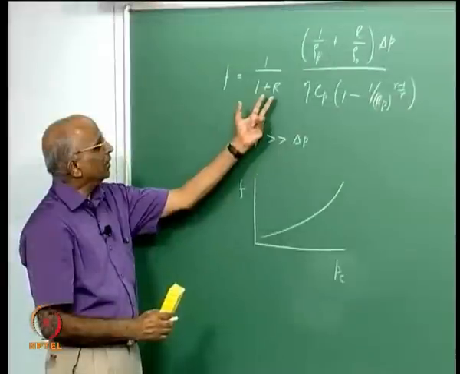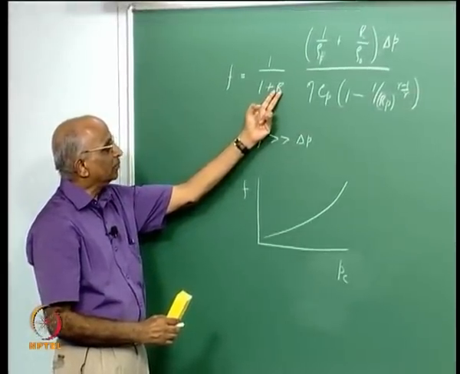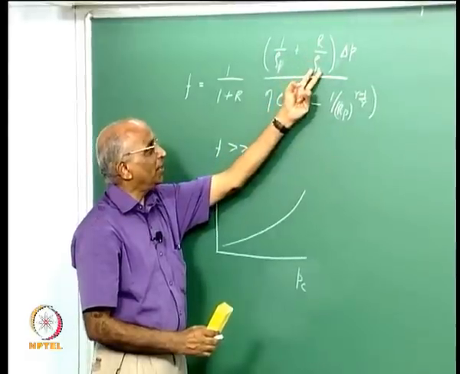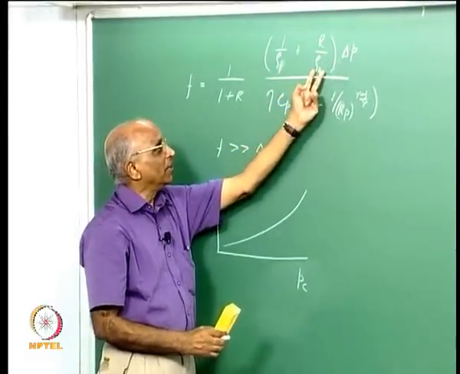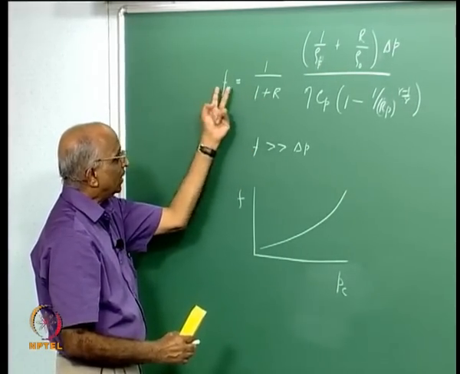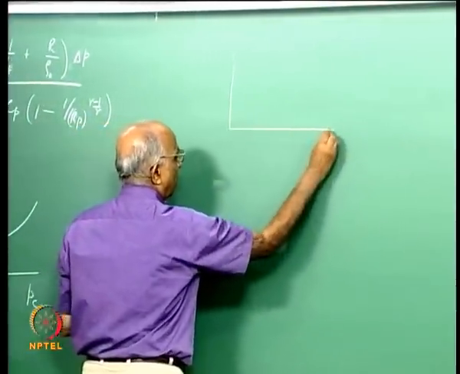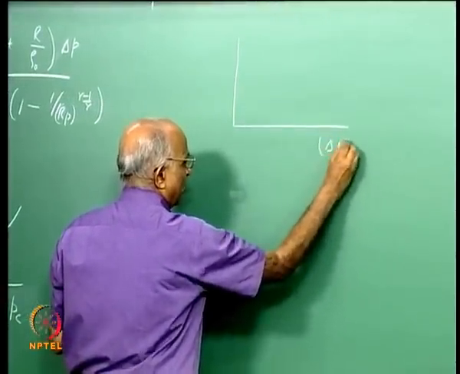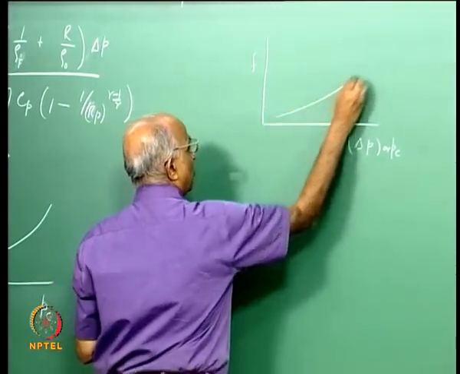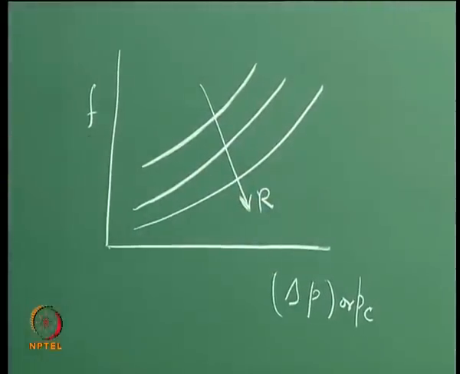How will it change with, let us say, the overall mixture ratio? If the overall mixture ratio is higher, the F will be smaller because I have R over here, R over here. This R is modulated by the density and multiplied by some number, therefore the value of F will decrease as R increases. Therefore I can plot the second relation: delta P, or the same as Pc, as a function of F, and I may get a series of lines for different values of R, and as R increases the value of F decreases.